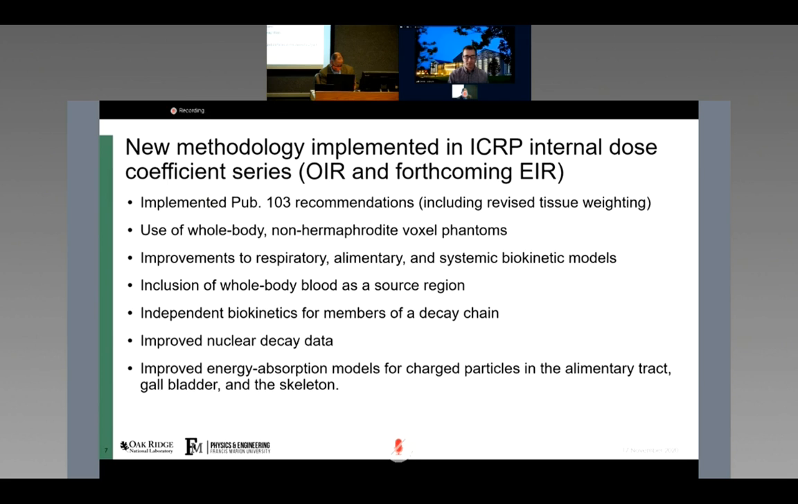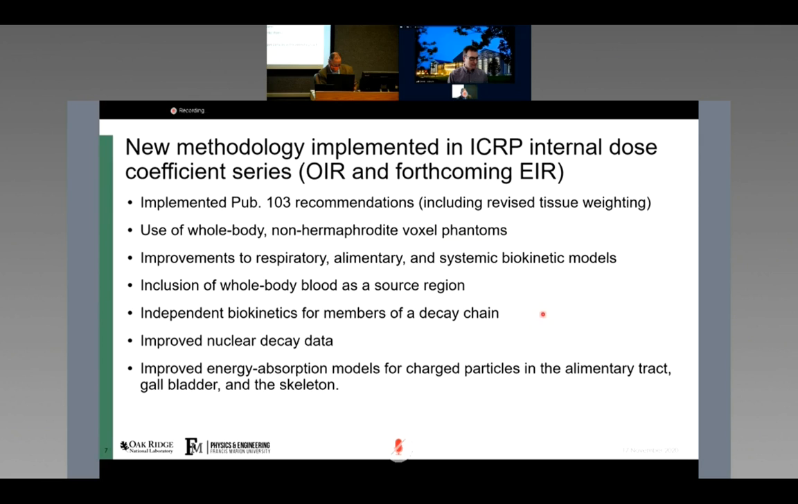So the big changes, the improvements that are being made in these series, first implementing the ICRP publication 103 recommendations. The big thing there includes new tissue weighting factors. We're using whole body non-hermaphrodite voxel phantoms in the SAF computations. I'll come back to that point. Big improvements to the respiratory, alimentary, and systemic biokinetic models. Inclusion of whole body blood as a source region, and this has caused lots of little issues as we've gone through this for the first time, but treating blood as an explicit source region in the dosimetry.